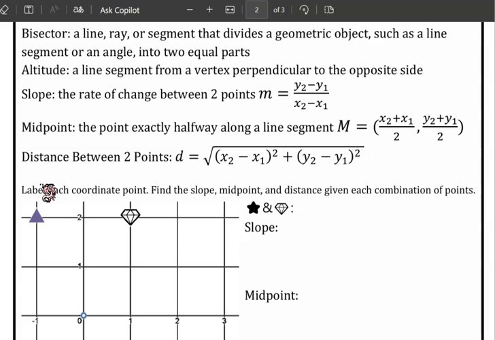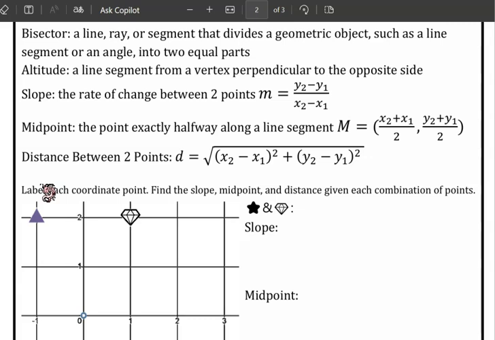A bisector is a line, ray, or segment that divides a geometric object, such as a line segment or an angle, into 2 equal parts. An altitude is a line segment from a vertex perpendicular to the opposite side. The slope is the rate of change between 2 points. M equals y2 minus y1 over x2 minus x1.